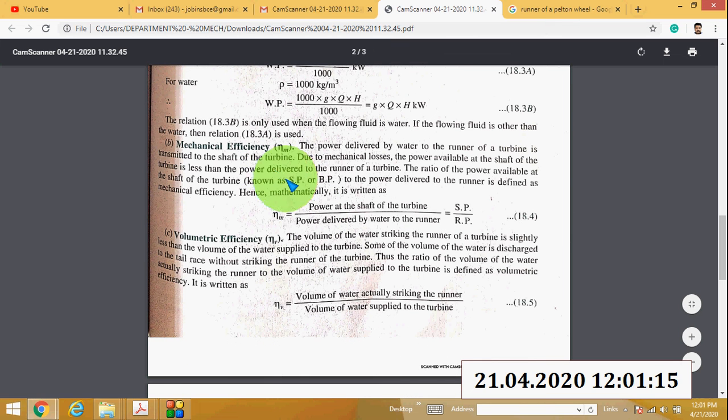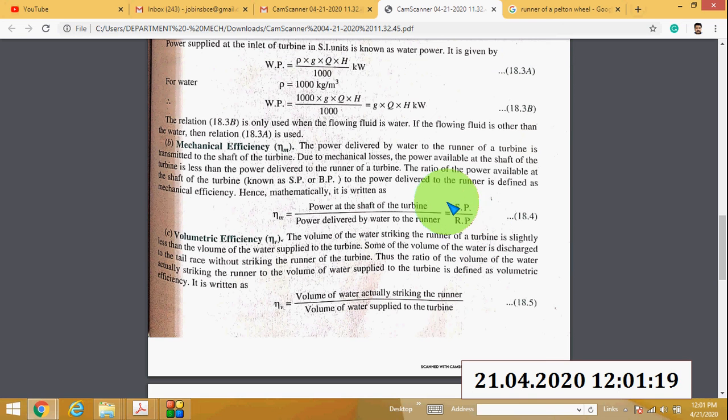Then mechanical efficiency is again the ratio of shaft power divided by runner power, SP divided by RP. That is the power at the shaft of the turbine divided by the power delivered by the water to the runner. That is called mechanical efficiency. Then volumetric efficiency is the volume of water actually striking the runner divided by the volume of water supplied to the turbine.